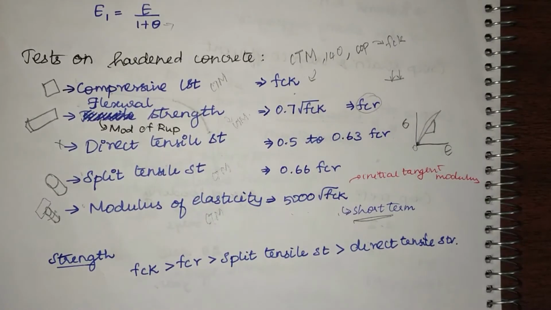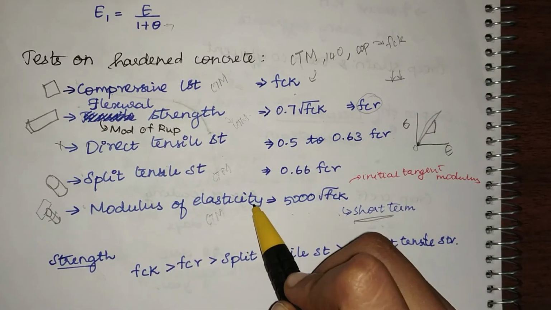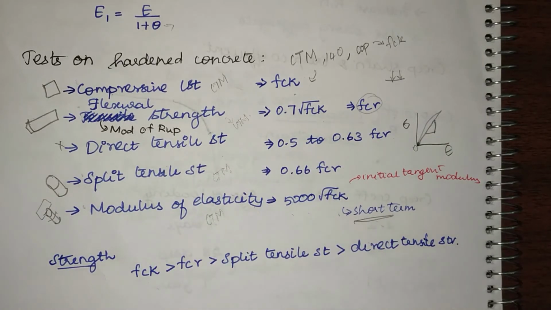Next let us look into the ascending order of strength. FCK, excluding the modulus of elasticity, FCK is greater than FCR, which is flexural strength, which is greater than split tensile strength, which is greater than direct tensile strength. So direct tensile strength is the least strength of concrete.